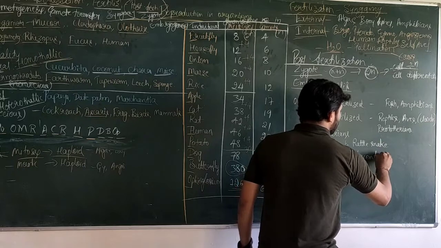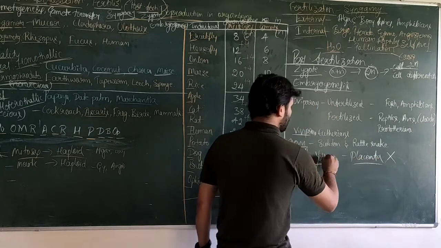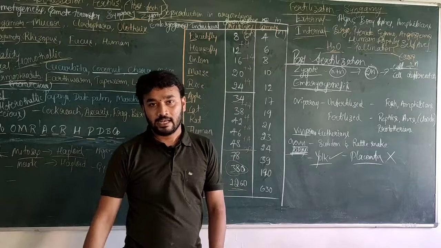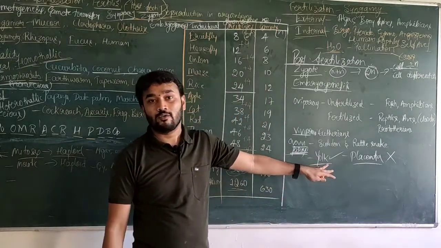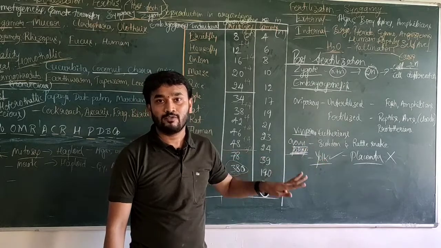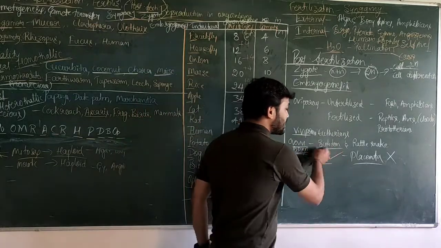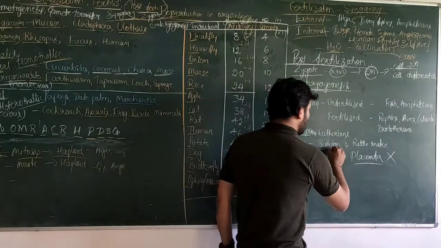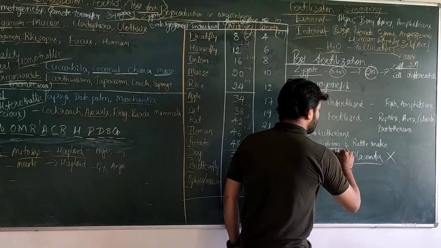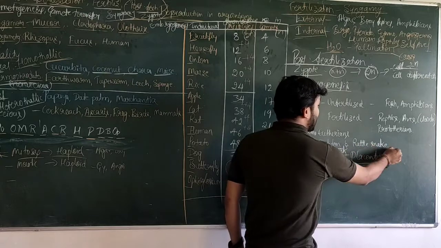So placenta is absent, but the yolk will give the nourishment. Hence there will be no direct parental nourishment, only egg yolk will give the nourishment for the development of the new individual. The best example is Scoliodon, the scientific name of shark. So shark, or dogfish in the curriculum, and rattlesnake.